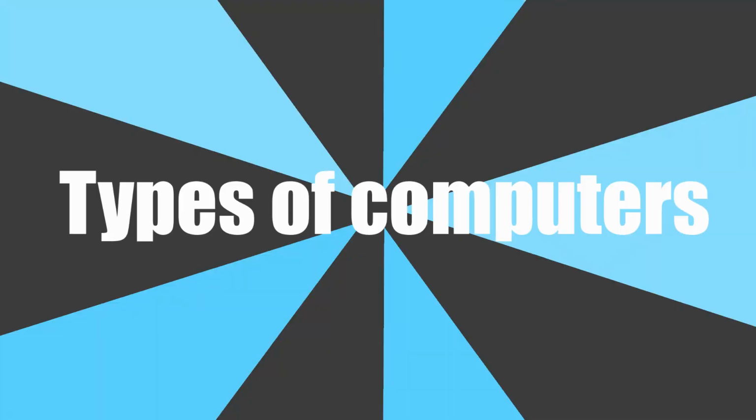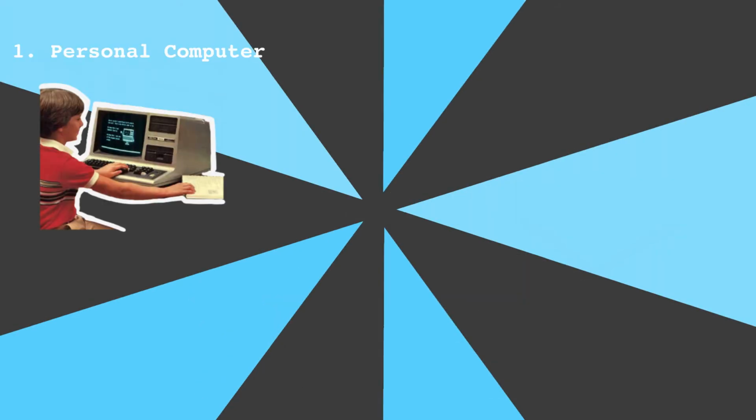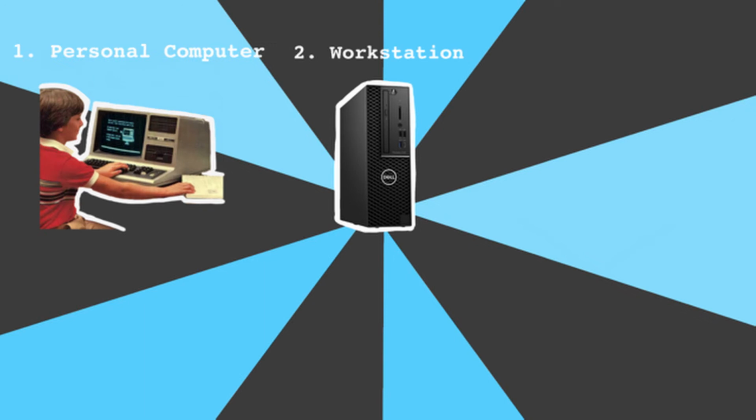Now let's move on to types of computer. Computers can be broadly classified by their speed and computing power. Number 1, we have a personal computer. It is a single-user computer system having a moderately powerful microprocessor. Next, we have a workstation. It is also a single-user computer system, similar to a personal computer, however, has a more powerful microprocessor.